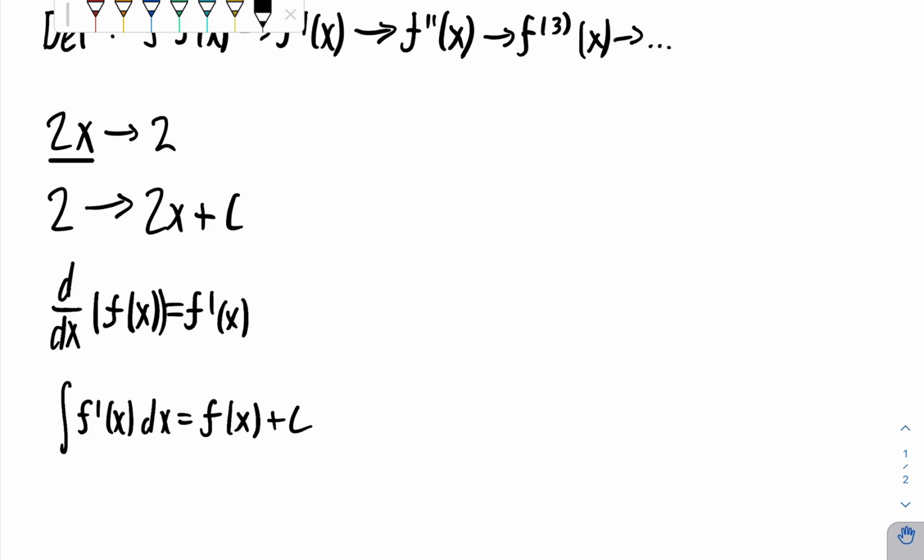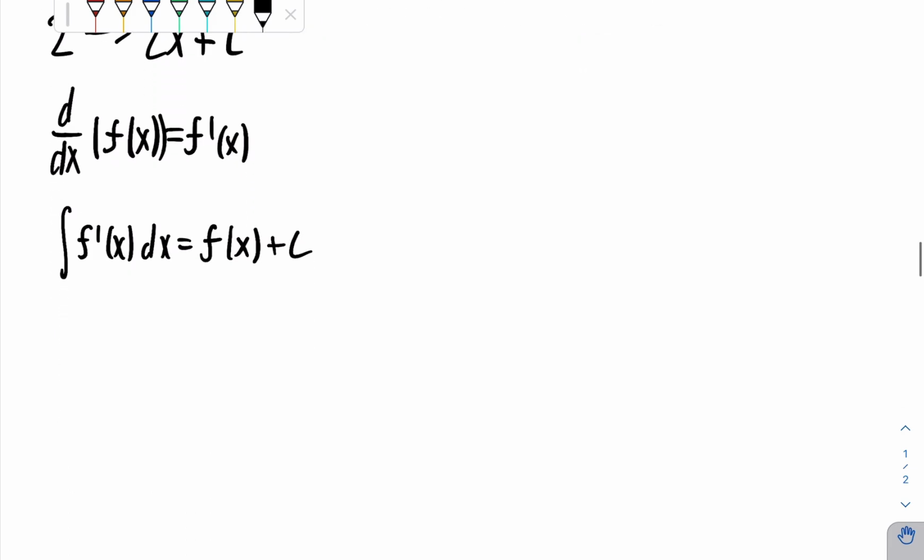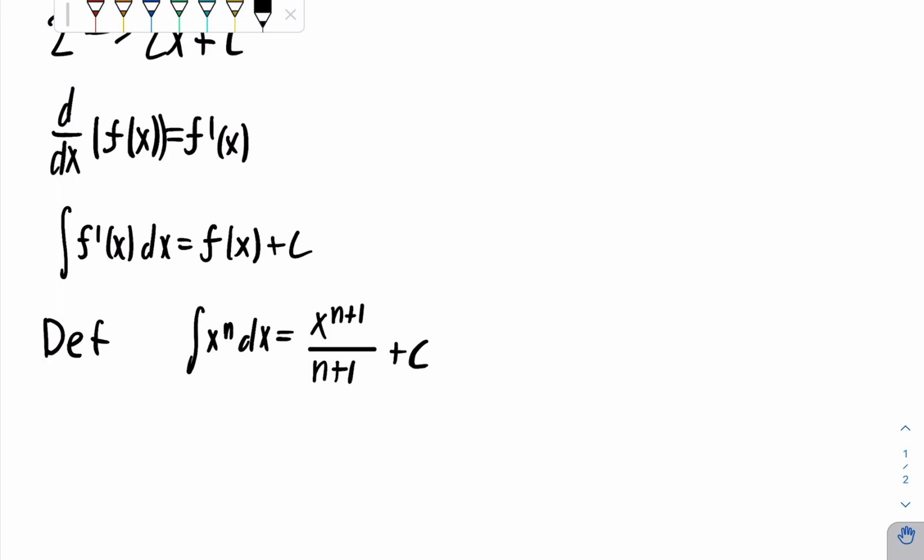So for the chain rule, we have the rule of substitution, the change of variables rule. And for the product rule, we have the rule of integration by parts. Those two rules we won't be using in this course, but we will be using another rule called the reverse power rule. The definition of the reverse power rule is that the integral of x to the n dx is equal to x to the n plus 1 over n plus 1 plus c. And that is the reverse power rule, or the power rule for integral calculus.